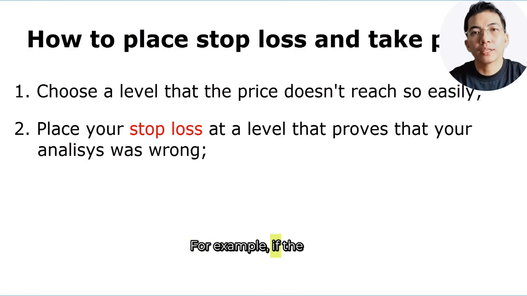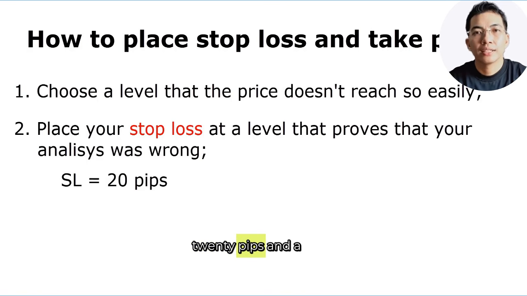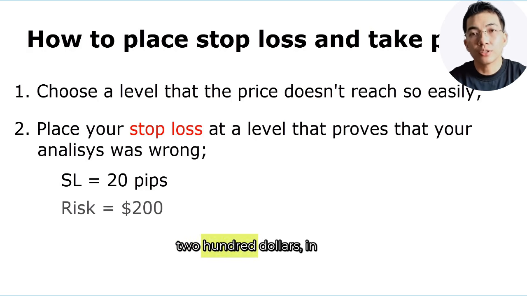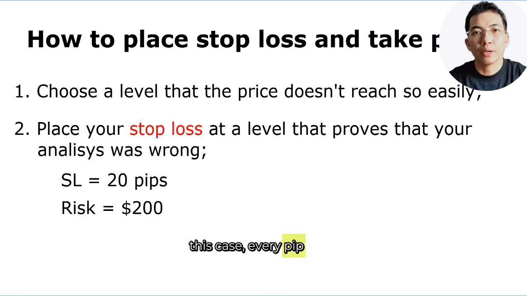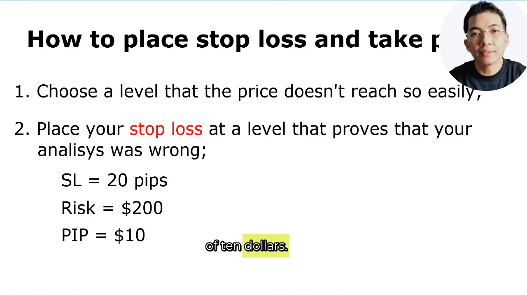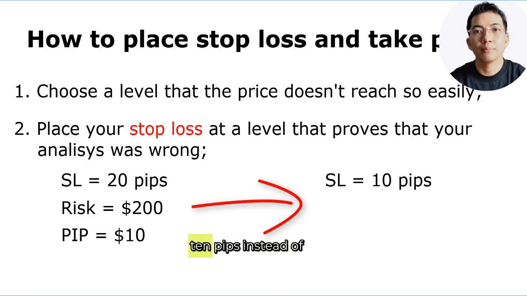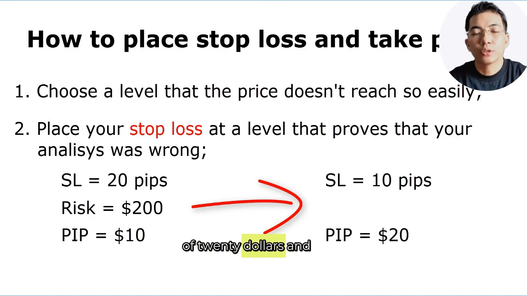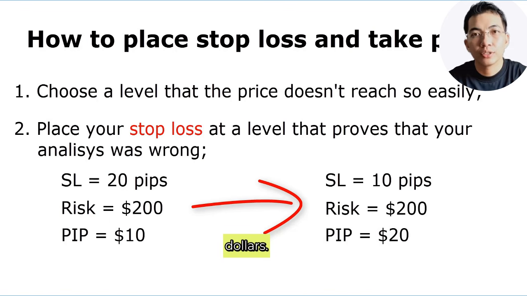For example, if the correct stop loss is 20 pips and a trader wants to risk $200, in this case every pip will have a value of $10. Now, traders sometimes think that if they choose a stop loss of 10 pips instead of 20 pips, they can double their position, having a value per pip of $20 and still risking $200. This is wrong. A random movement can catch your stop loss in minutes and you only end up with less money in your trading balance.